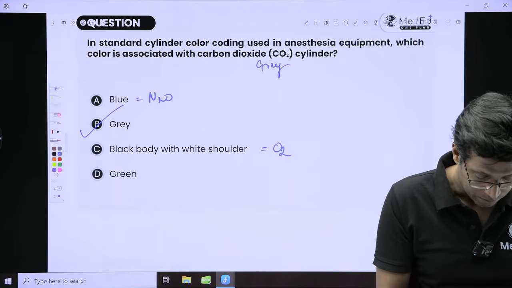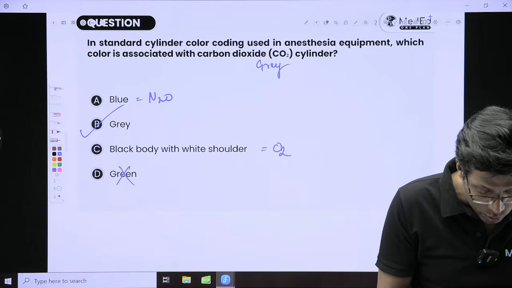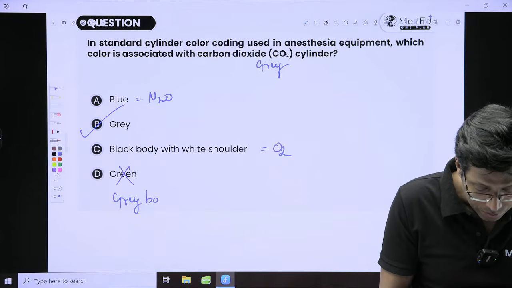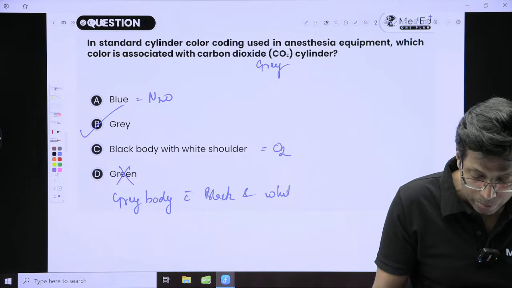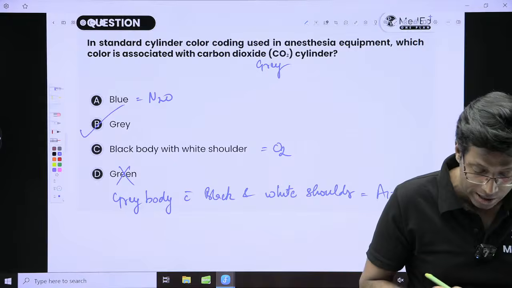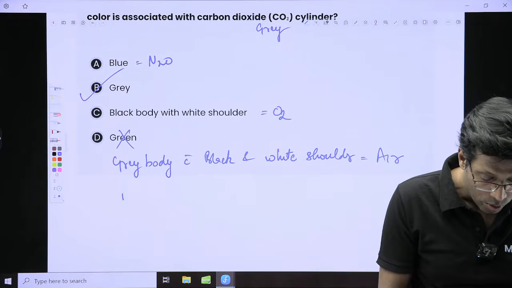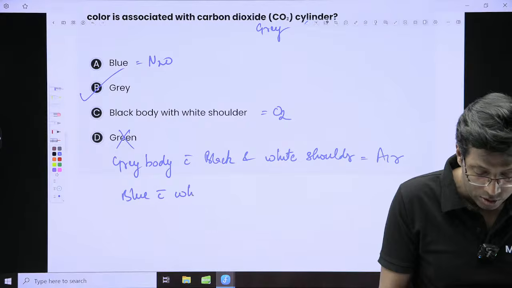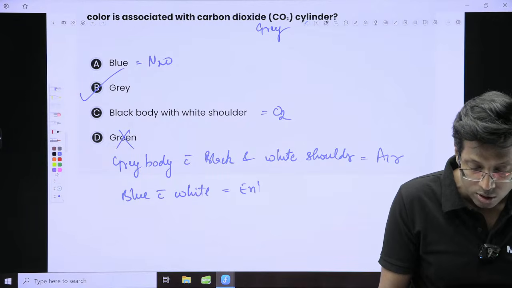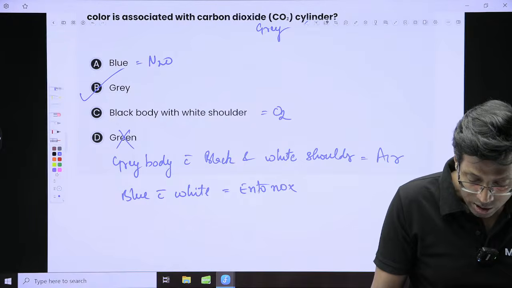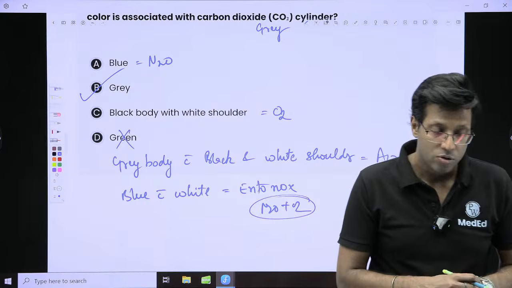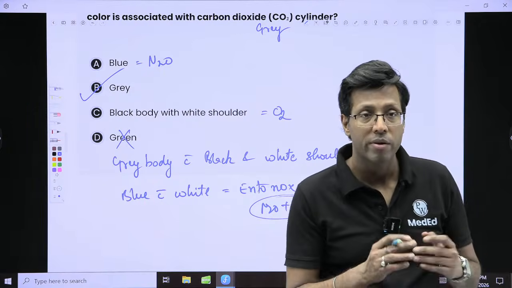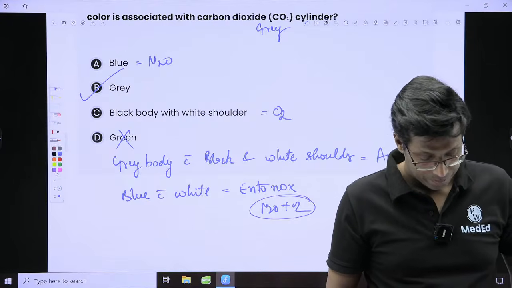All right. Not green, but you can get one question where they ask you gray body with black and white shoulder. So when you get a gray body with black and white shoulder, here the answer is air. And in case they ask you blue with white, remember this is going to be Entonox. Entonox basically is a combination of nitrous oxide plus oxygen. That's why you get blue with white in color. Clear? So yes, gray is the answer. Everyone has mentioned correctly. The answer is B.